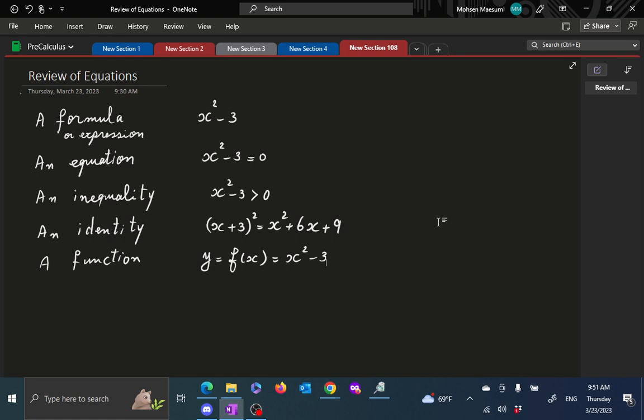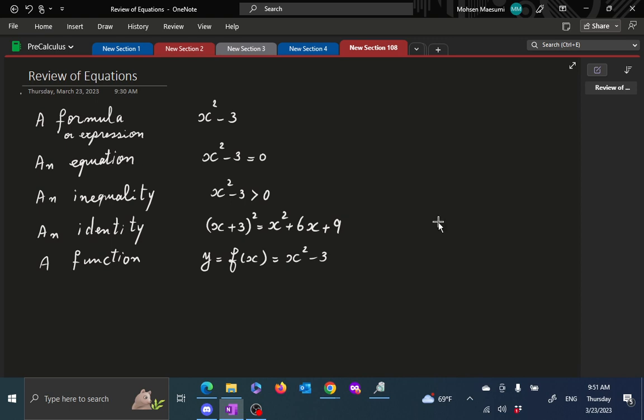We are going to go through a set of ideas that are probably familiar to most of you, just so that we are clear on our terminology. So first item here is what is meant by a formula or an expression. Here's an example of it, x squared minus 3. Notice that I'm not making any statement about it. It's just a so-called well-formed formula standing all by itself.